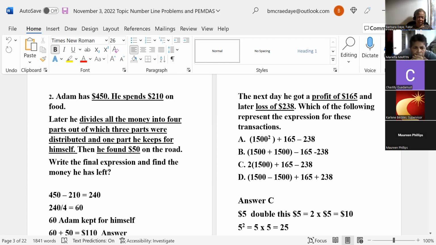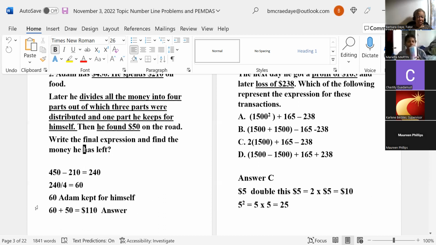You get 60, right? 3 parts will be 3 times 60. 1 part would just be 60, right? Of the 4 parts, you took the 240 divided by 4, you got 60. 1 part he kept for himself. That would just be $60. You agree? Yeah, 4 times 60 is 240. 1 part would be just $60. Now he found $50, so the final expression would be the $60 plus the 50 he found, $110.